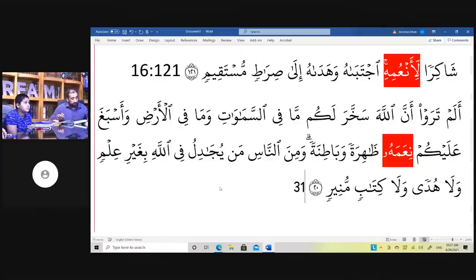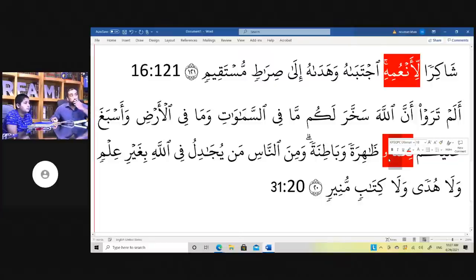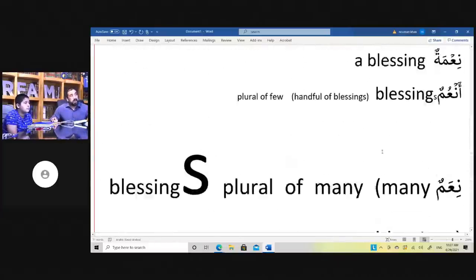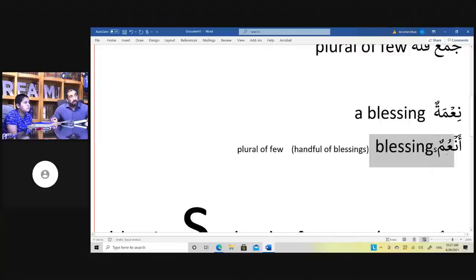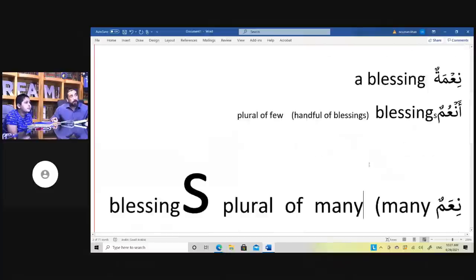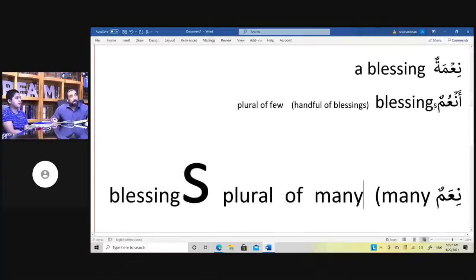I've highlighted the word here already in red. So you have wa asbagha alaykum ni'amahu zahiratan wa batinatan. Yeah? Ni'amahu. So now notice an'um, keep the Arabic word in mind, Ahmed. An'um, many or few? Many. Oh no, sorry. An'um, little. Few. Few, yeah.